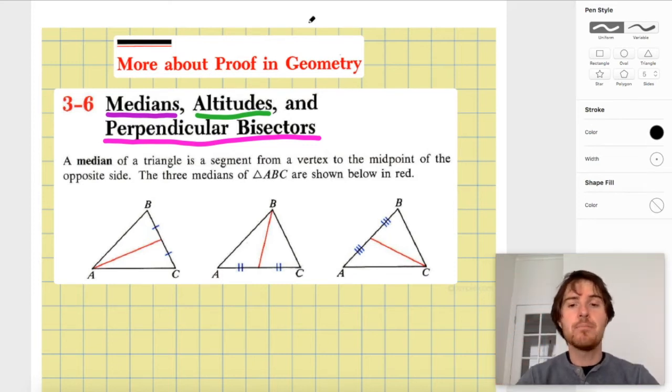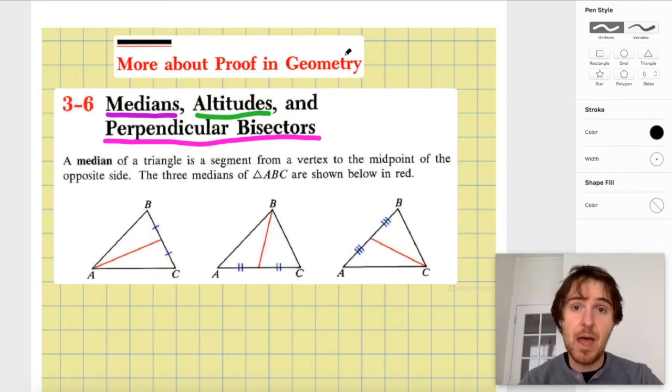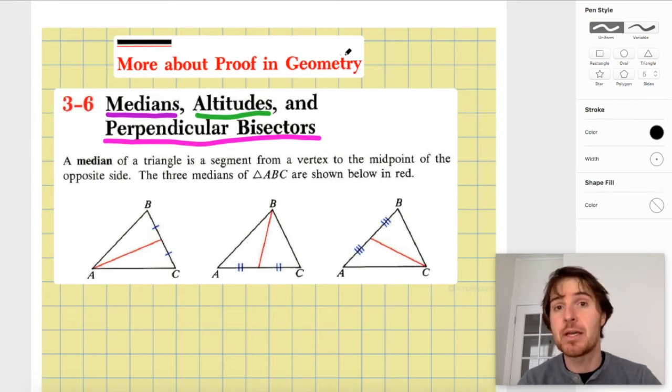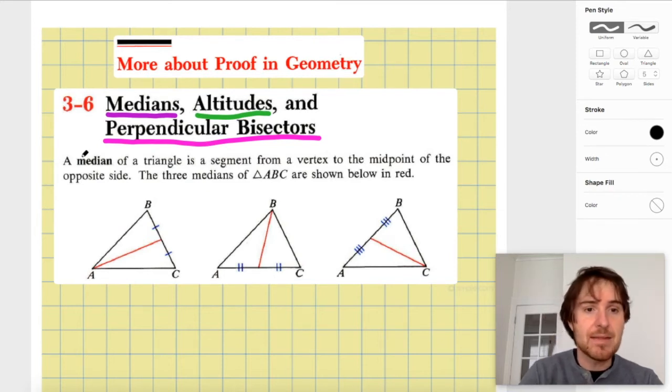All right, so a median. The first thing we need to know about triangles today is that there's a particular shape that we're going to study this year that has some interesting geometric features to it. And this will come up later in the book as well, but a median, that's a median. So here's a definition, right? We have a definition.